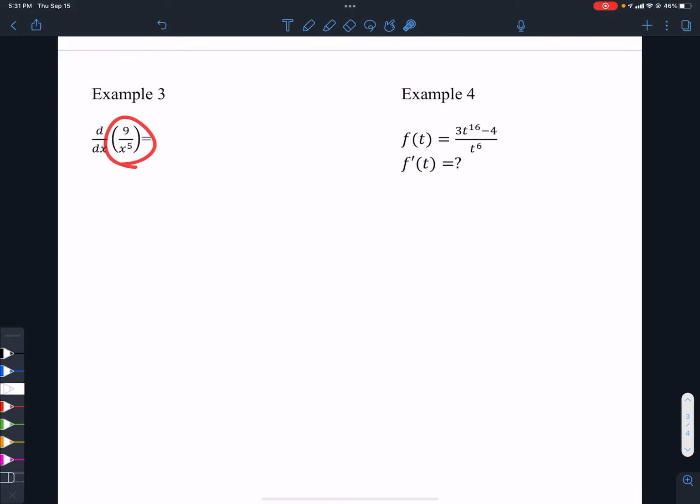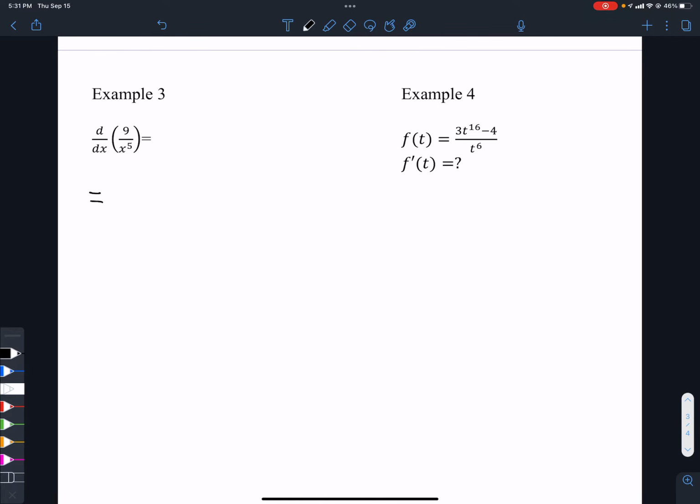Here we see a quotient, something on top divided by a function on the bottom. So we're going to go through the same process. Now you should try these on your own. Pause it here, then compare your answer to what I get.